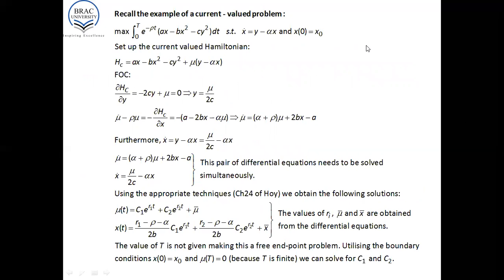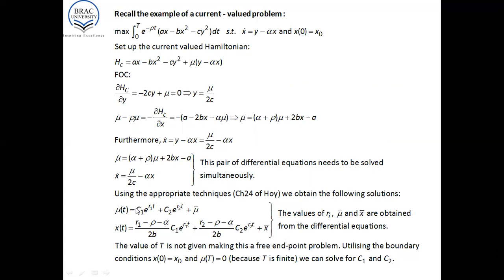Now recall the example of a current value problem, which we saw in a previous lecture. Here we need to maximize, between 0 and T, e to the power negative rho t times (a x minus b x squared minus c y squared), subject to these constraints: x dot is equal to y minus alpha x, and x of 0 is equal to x naught. We set up the current valued Hamiltonian. We obtain the first order conditions, and we end up with this pair of differential equations, and we need to solve them simultaneously.